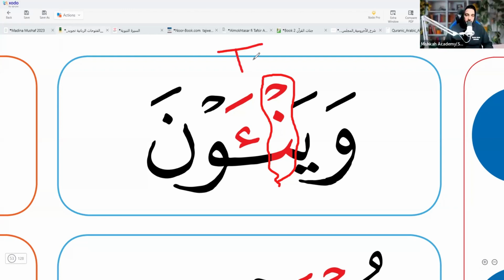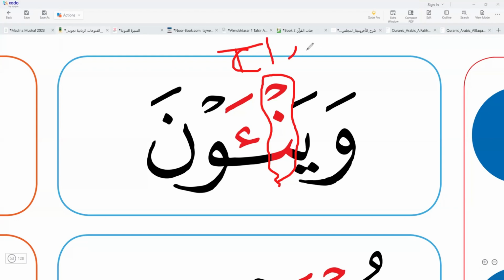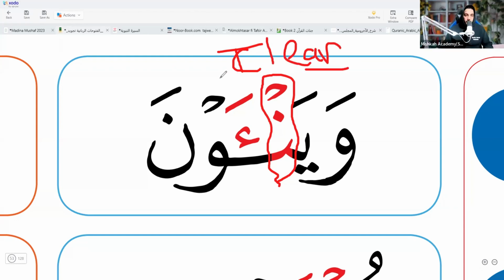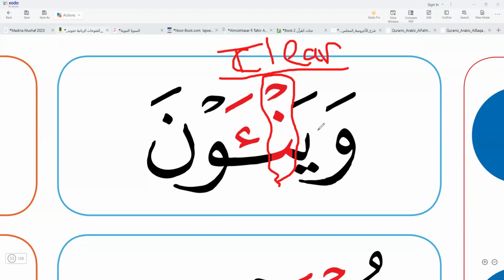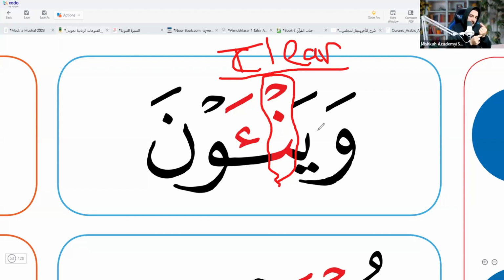In izhar we make a noon sakina clear. We never stop or pause on a noon. We say wayanawna, clear in the sound. If you pause on the noon even a second, that would not be right. Any nasal sound coming from the nose is not right. The right pronunciation is wayanawna. Does it make sense?